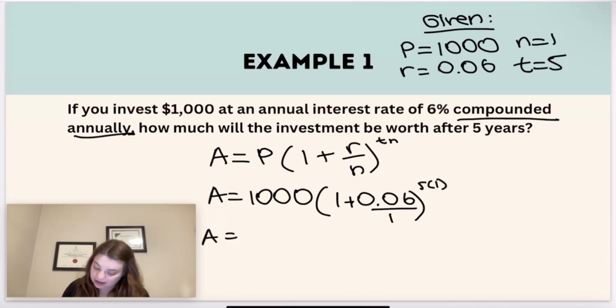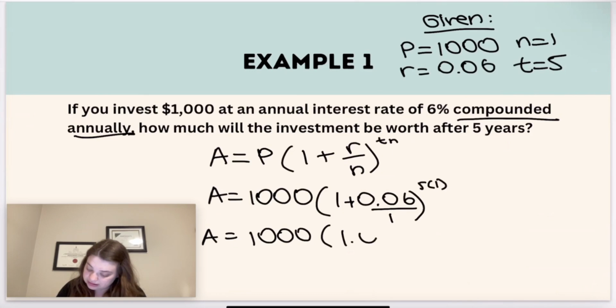Now I'm going to simplify a couple things. I'm going to simplify what's in the brackets first of all. I'm going to say, well, 1 plus 0.06 over 1 is the same as 1.06, and then to the power of 5 times 1. Well, 5 times 1, that's just 5.